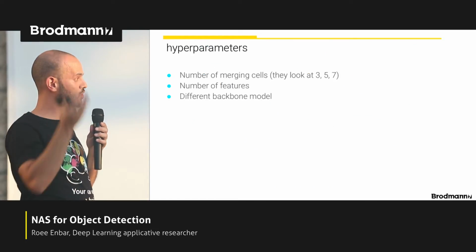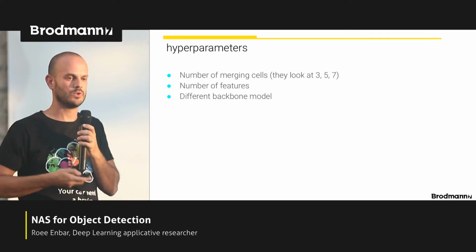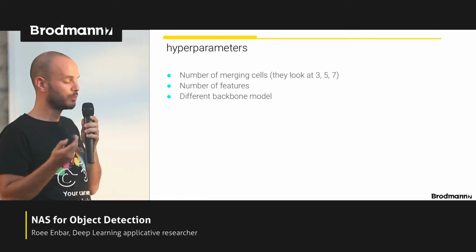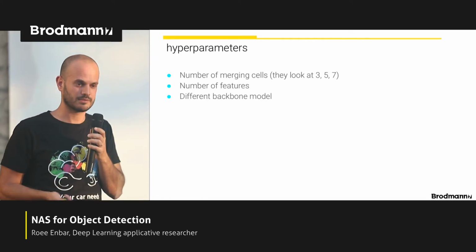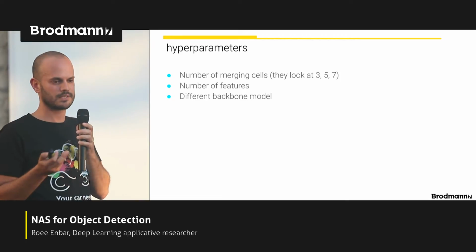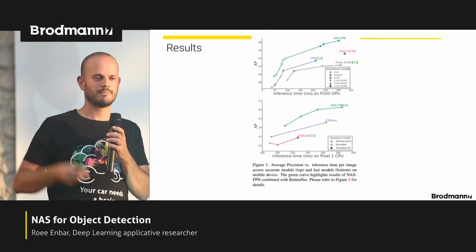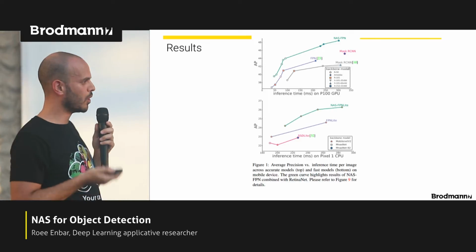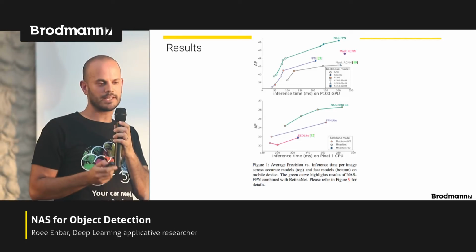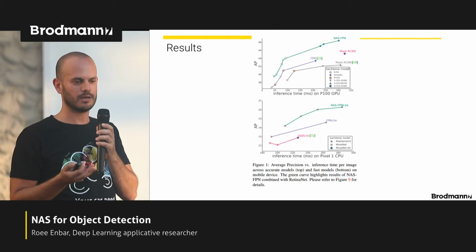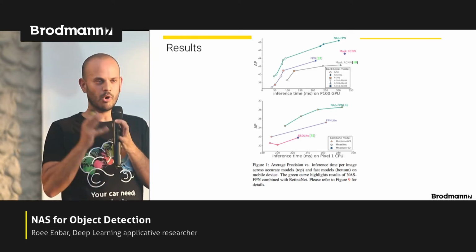We have search hyperparameters. I can choose how many merging cells I want. I can choose maybe a different number of output features for my FPN. I can choose different backbone models, right? Because my FPN is agnostic to my backbone model. And the results are pretty promising. They show that they both achieve state-of-the-art accuracy, and they can even compete on low latency models in the mobile context.